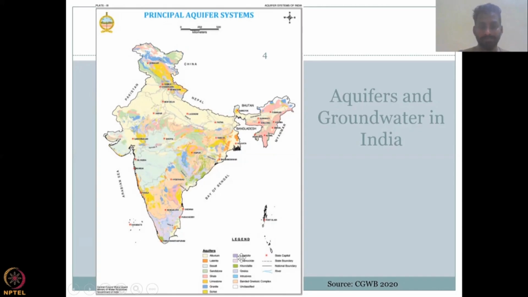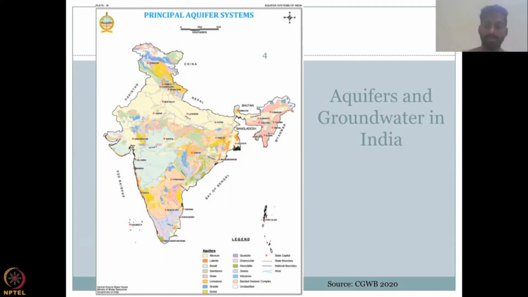What else do we have? We have the laterite in orange, a very small amount. So let's concentrate on the major aquifers. First is your alluvial in the picture, and then you have the hard rock basalt aquifers. The term basalt comes from the name of the rock, and basalt itself is a hard rock.